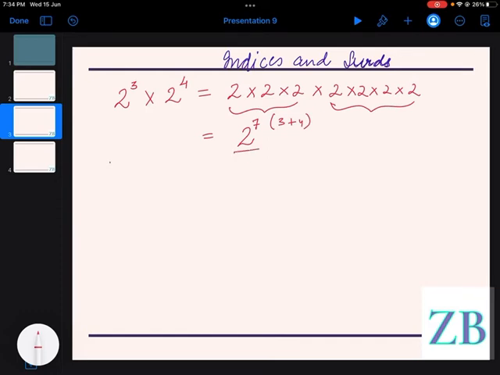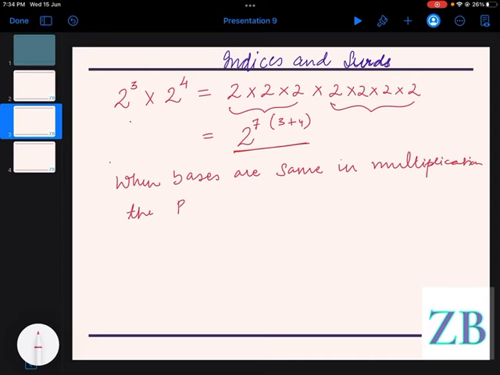So we realize that when bases are same in multiplication, the powers or indices add up.